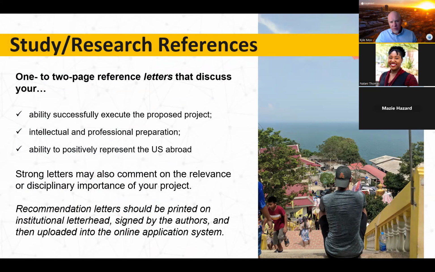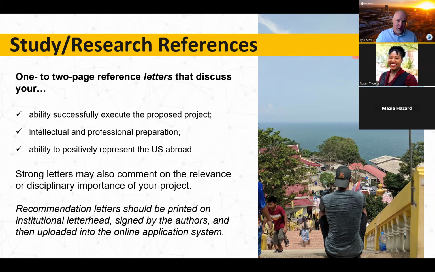For the open study research references, it's going to be a 1 or 2 page letter, like a traditional letter of recommendation, that ideally is going to focus on your ability to execute this proposed work, right? That's the evidence they're looking for to support that claim. I think this applicant will succeed at their proposal because of X, Y, and Z. It would be helpful if they discussed your preparation for this project, particularly from their point of view.